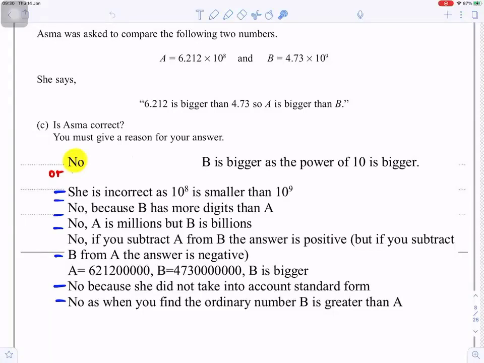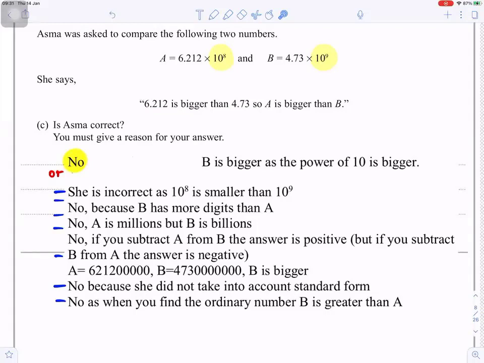Asma was asked to compare the following two numbers. A, 6.212 times 10 to the 8, and B, 4.73 times 10 to the 9. She says 6.212 is bigger than 4.73, so A is bigger than B. Is Asma correct? You must give a reason for your answer.